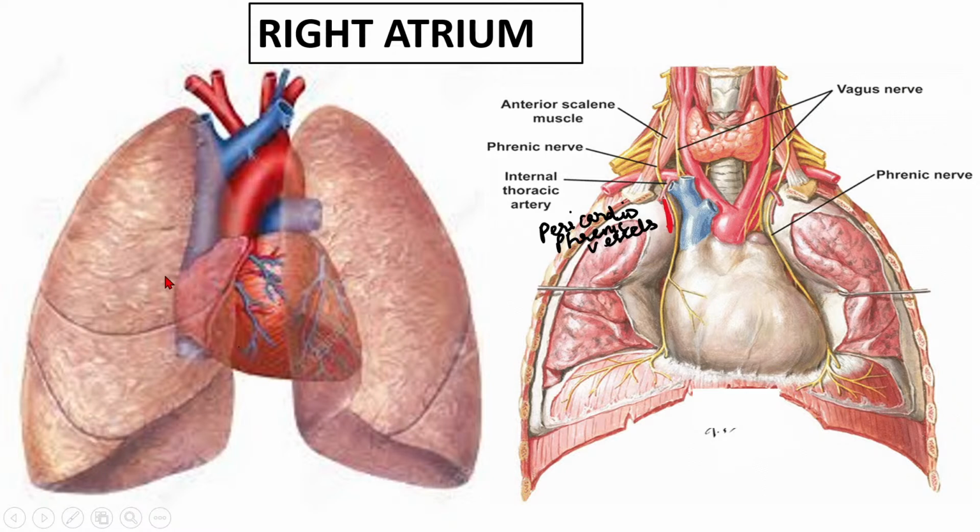Along the lateral side, the right atrium is related to the cardiac impression of the right lung, from where it is separated by the pleura and the pericardium. But between the pleura and the pericardium, important structures are lying, as we see in this second diagram. Here we can see the right phrenic nerve and the pericardiophrenic vessels. The pericardiophrenic vessels are branches from the internal thoracic artery.